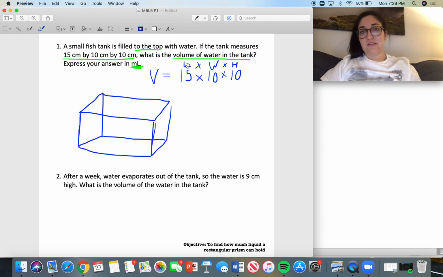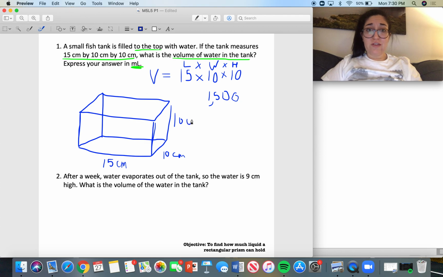So in this case, I can say the length is going to be 15, right? The width will be 10. And the height is also 10. So you should know by now, I hope, and if you don't, please come visit in office hours, that when I'm doing volume, it's 15 times 10 times 10. 15 times 10 would be 150 times another 10 would be 1,500.